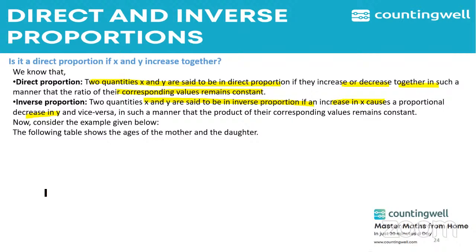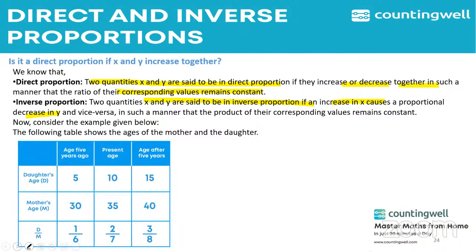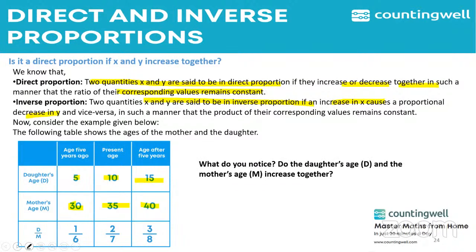Consider the example given below. The following table shows the ages of mother and daughter. So the daughter's age 5 years ago is 5, present age is 10, and age after 5 years will be 15, correct? But the mother's age 5 years ago is 30, the present age is 35, and age after 5 years will be 40. Here you can see, if you take the ratios of 5 and 30, 10 and 35, 15 and 40, you can see D upon M is not constant.